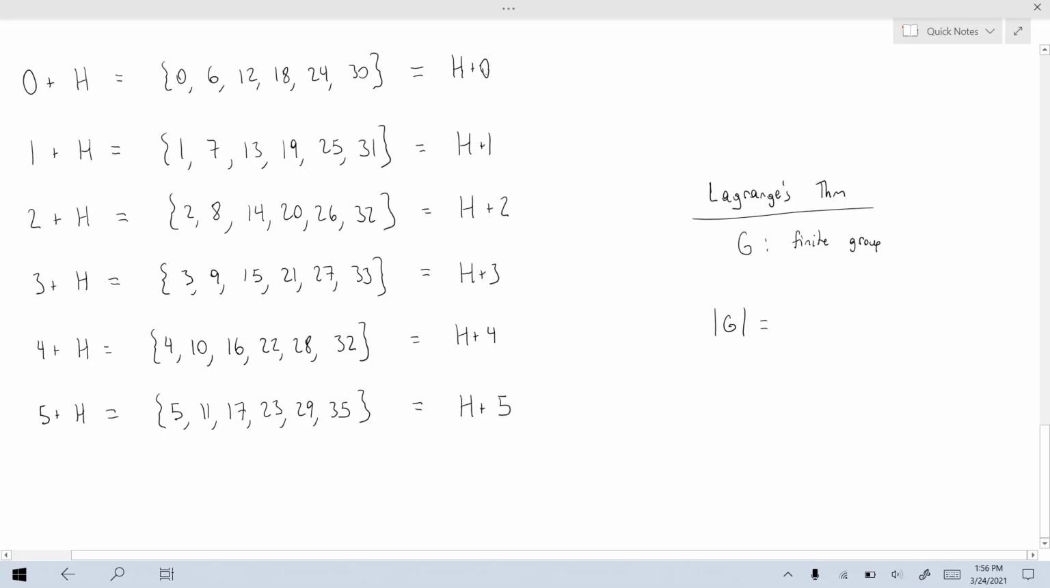Okay, so one way to count the number of elements in the group G is to add up the number of elements in each of the cosets of H. But each of the cosets of H has the same number of elements in it, namely the number of elements in H. So that means that the order of the group G would equal the order of the subgroup H times the number of, and then maybe here I'll specify left cosets of H in G. Same is true if you replace left with right.